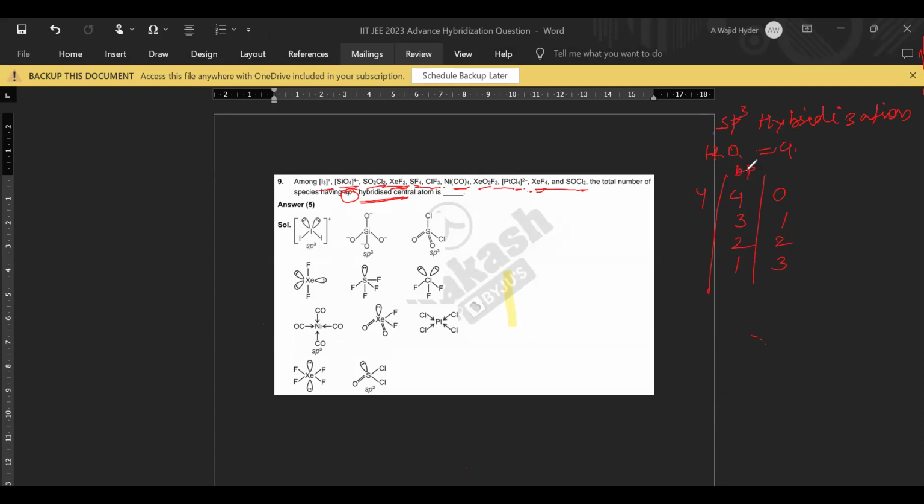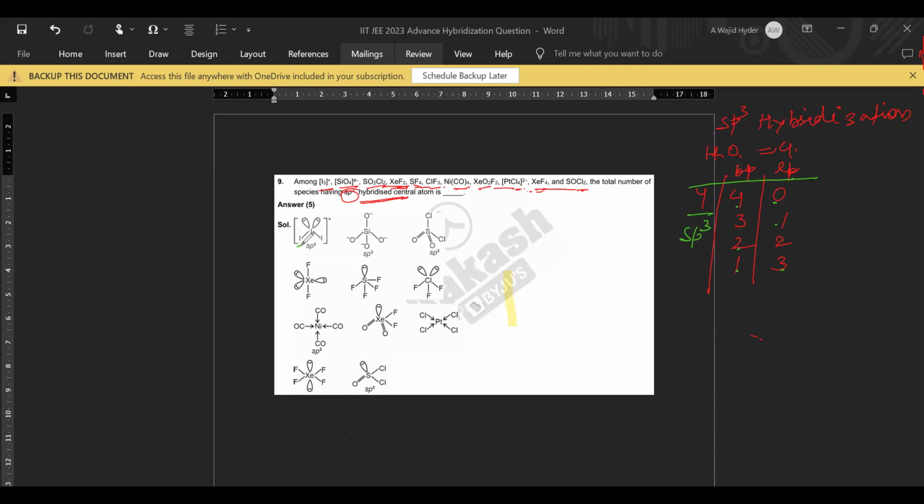This is the bond pair of electrons and this is the lone pair or non-bonding pair of electrons. If bond pair is 4, then lone pair will obviously be 0. If bond pair is 3, then lone pair will be the rest, that is 1. If bond pairs are 2, then lone pair will also be 2. And if bond pair is only 1, then lone pair will be 3. This is the meaning of 4. 4 means sp3.